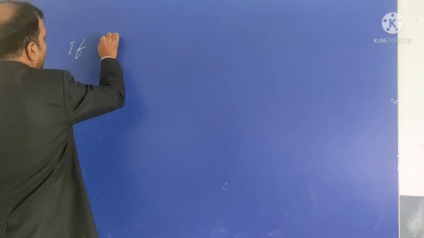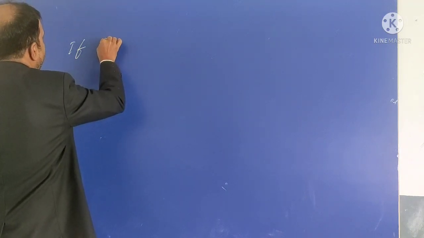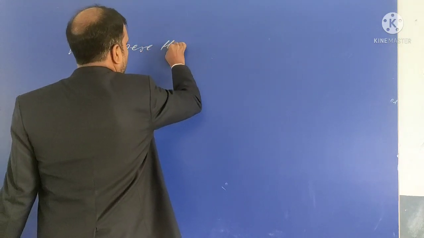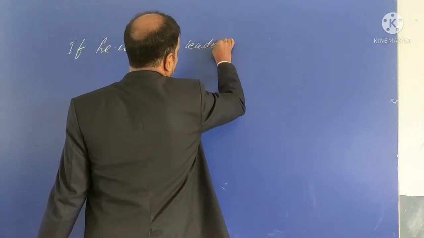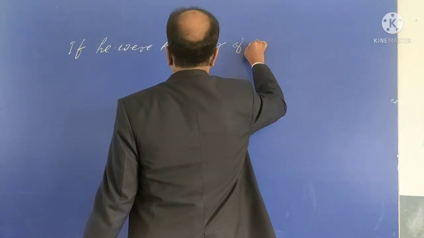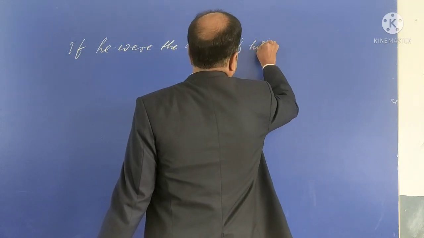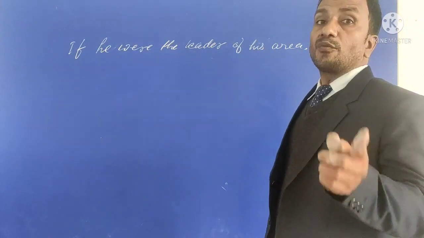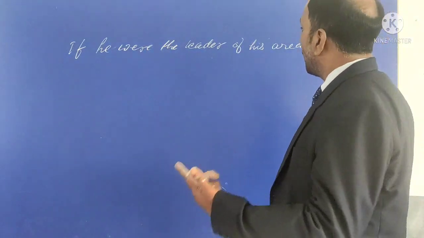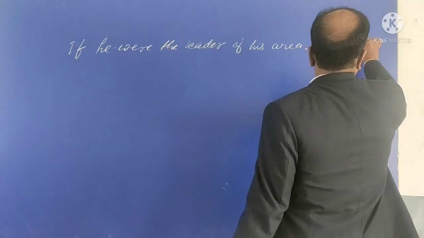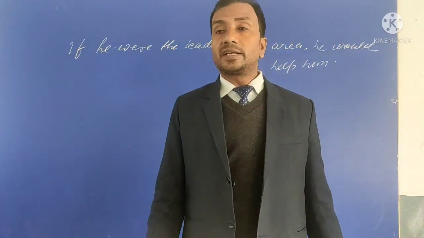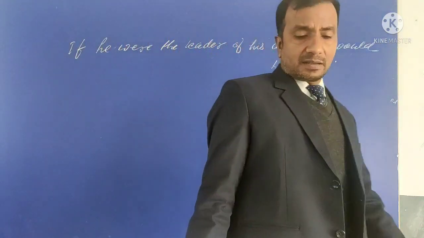Take some more examples. If he were the leader of his area, अगर वह उसके एरिया का लीडर होता, he would help him. वह उसकी मदद करता. By this way, you can construct a lot of sentences.